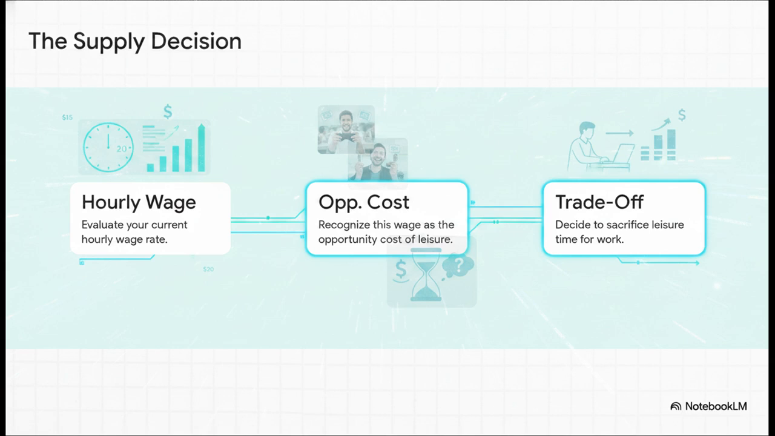Every hour you spend working is an hour you can't spend watching TV or hanging out with friends. That means the cost of your leisure time is exactly the wage you're giving up. If you make $15 an hour, taking an hour off to play a video game effectively costs you $15. If you get a raise to $20 an hour, well, your leisure time just became a lot more expensive. Generally speaking, as wages go up, people choose to work more because the financial reward is higher.